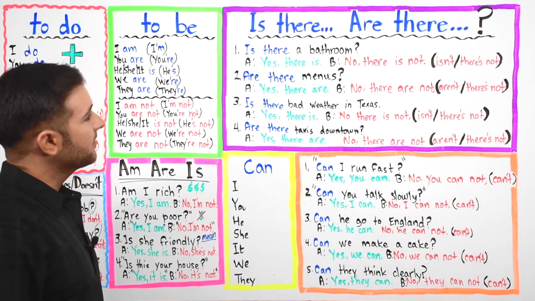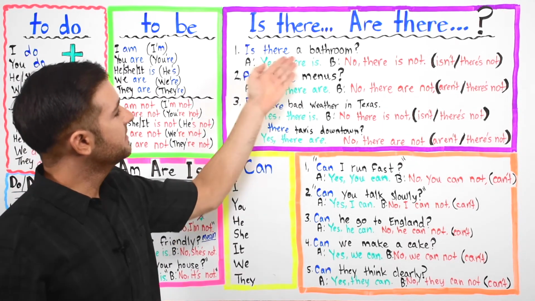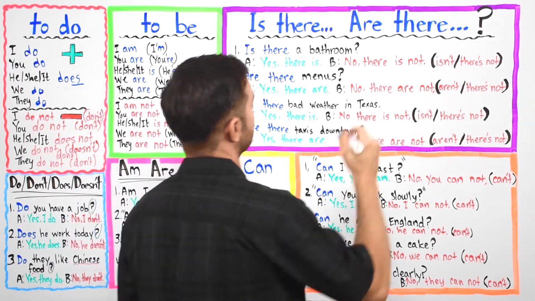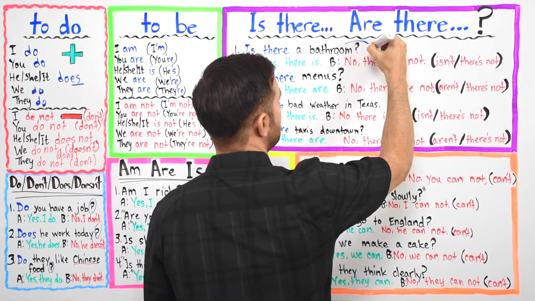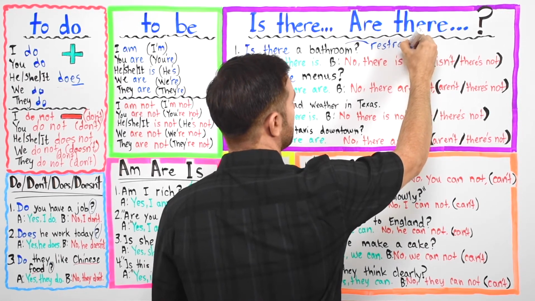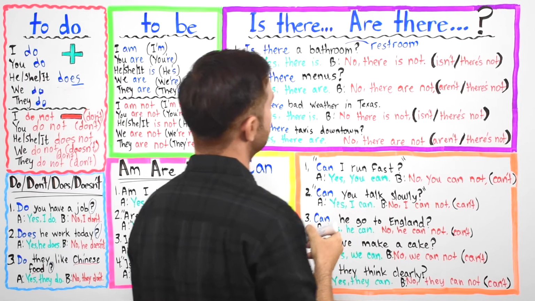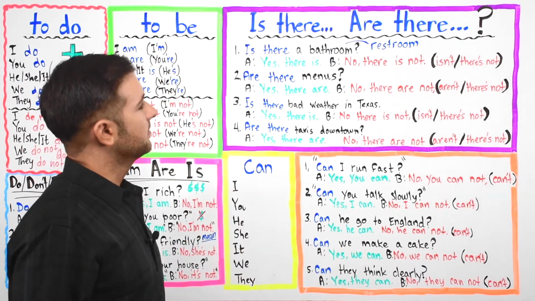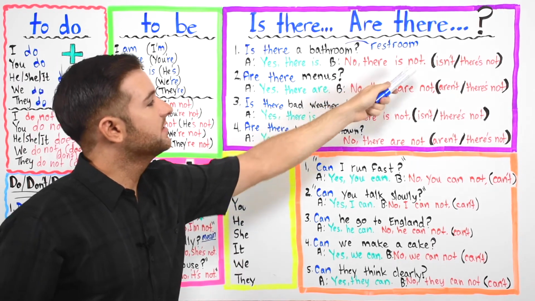Number 1, is there a bathroom? Okay, is there a bathroom? Sometimes you'll hear the word restroom. Okay, you'll hear restroom. Is there a restroom? Okay, is there a restroom? Is there a bathroom? Okay, and you could say yes, there is. Or you could say, no, there is not.